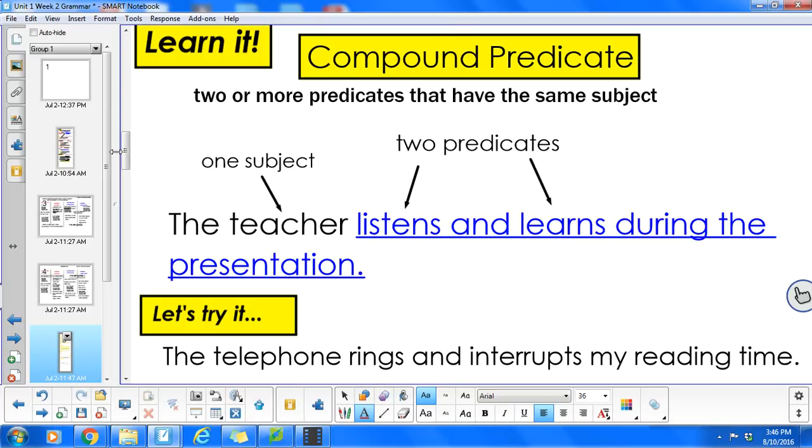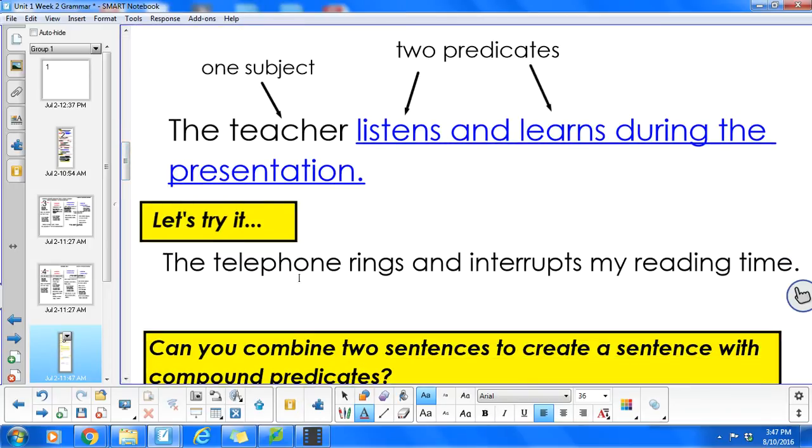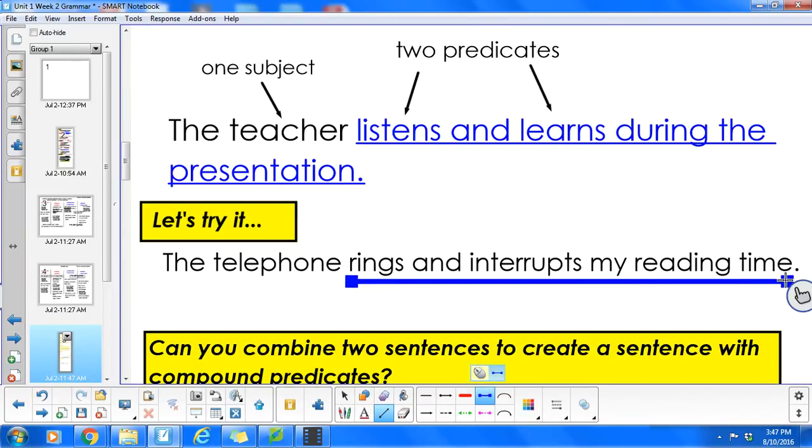What about compound predicates? That's when you have one subject, like the teacher, but she's going to do two things. She's going to listen and learn. So let's try a sentence. Here we have the telephone. There's our one subject. Okay. Check out the two things the telephone does. It rings and it interrupts my reading time.